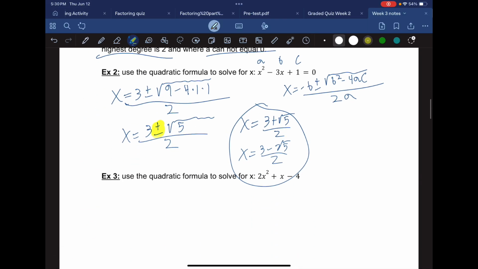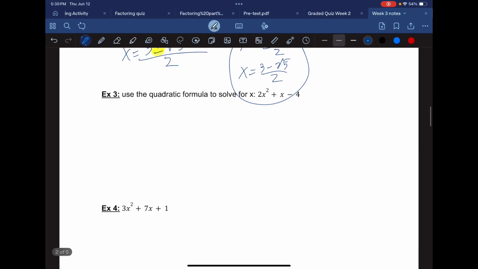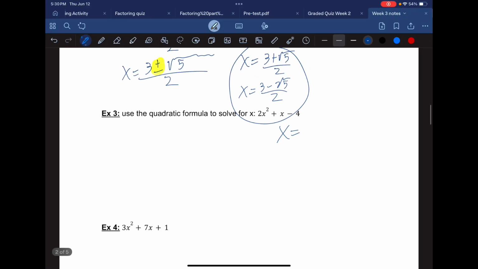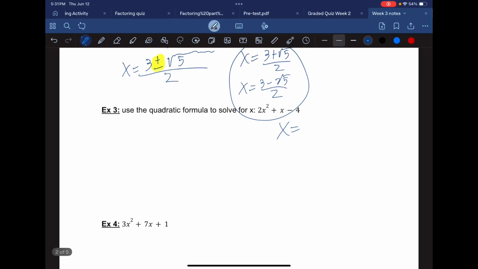All right, so we're moving on to number 2. The quadratic equation is solved for 2x squared plus x minus 4. Let's write it down again. And you should be writing it down every time for these first couple. It'll help for memorization. X equals negative b plus or minus the square root of b squared minus 4ac all over 2a. So let's just plug that bad boy in.